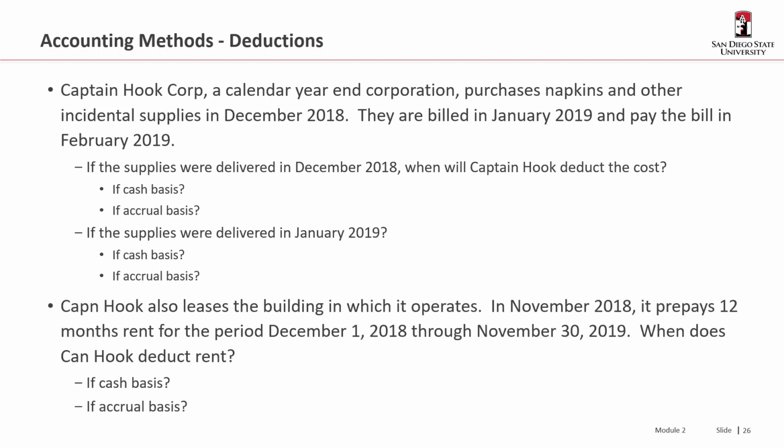All right, if it leases the building in which it operates, in November 2018, it prepays 12 months rent for the period December 1st through November 19. When can it deduct rent? Under the cash basis, we've learned that normally you would be required to capitalize that cost and amortize prepaid rent. But under the 12-month rule, this lease meets the 12-month rule, and so they would deduct the entire amount in the year of prepayment, which is 2018.